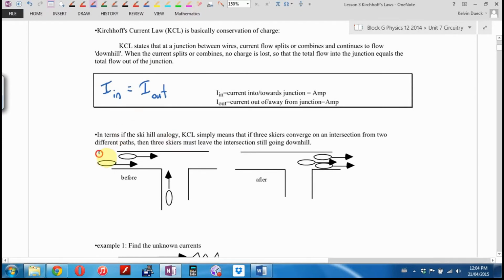If I have 2 amps coming in this way, and I have 1 amp flowing in this way at a circuit junction, I must have 3 amps leaving. That's Kirchhoff's current law. Let's do a bunch.